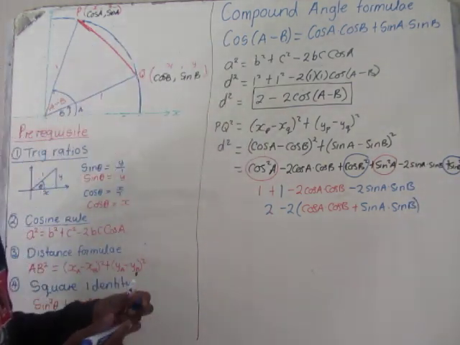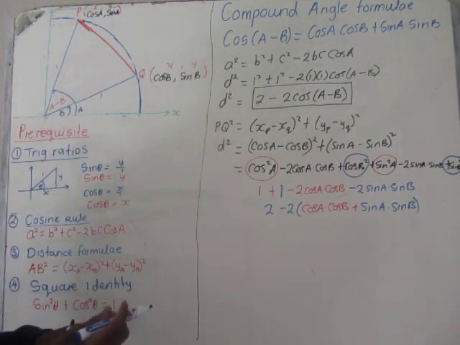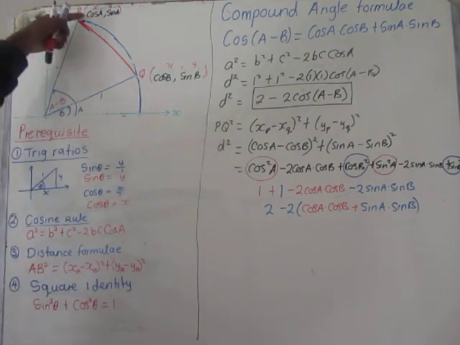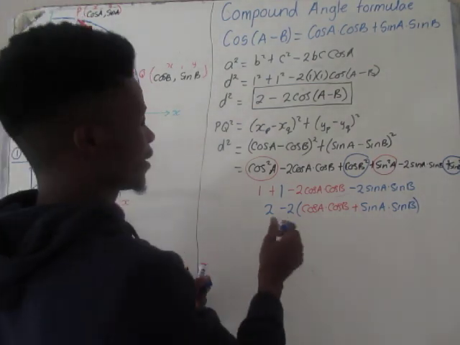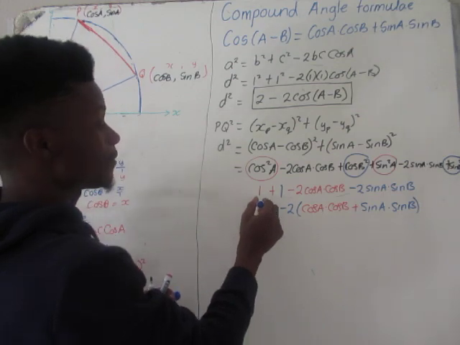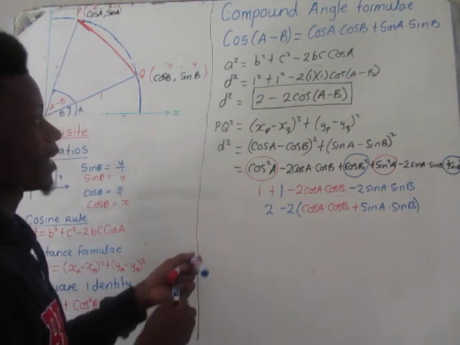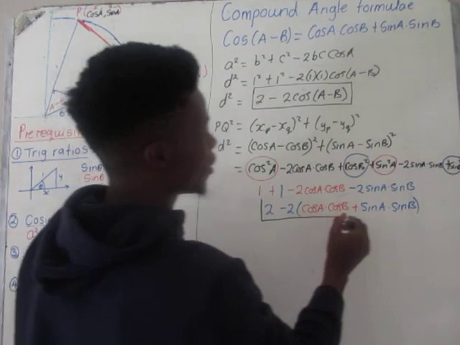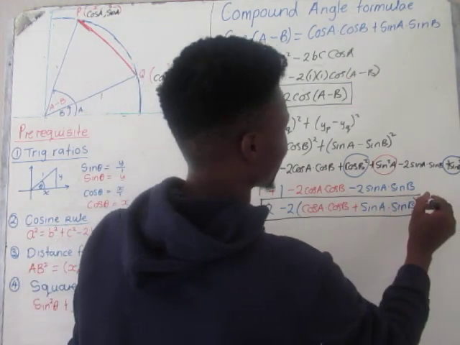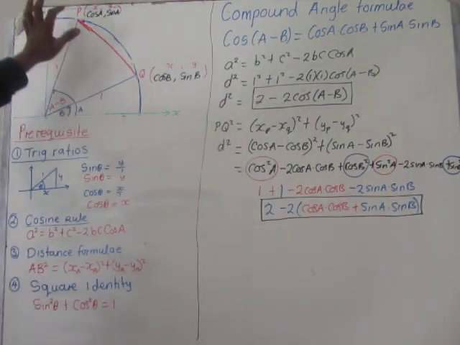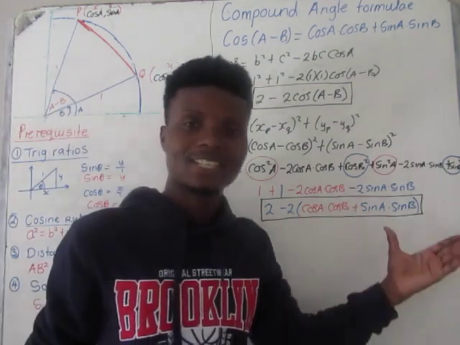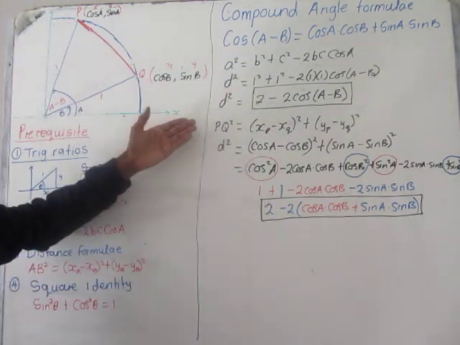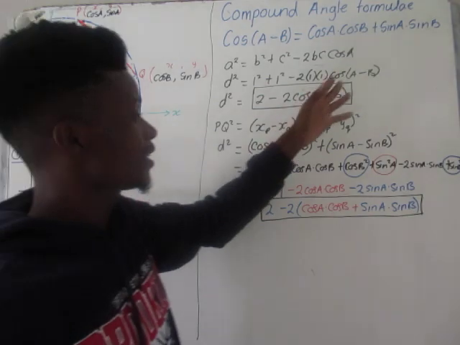Right, so now I have expressed the distance PQ using the distance formula. So this is the value that I now have. So this is the value of the side PQ using the distance formula. And this is the value of PQ using the cosine rule.